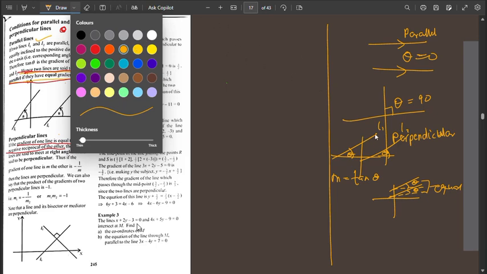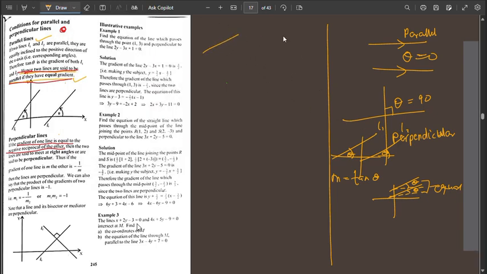if we have lines L1 and L2, and the gradient of line 1 is m1, then the gradient m2 of the other will have this relation. One will be the negative reciprocal of the other. That means m2 is negative 1 over m1.